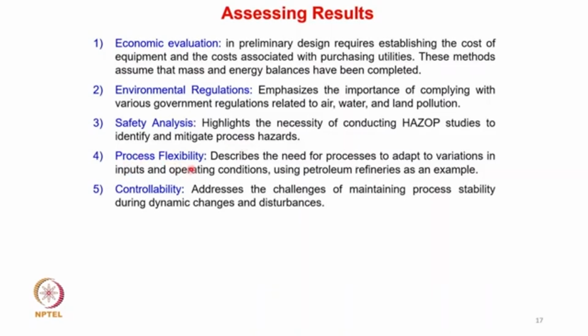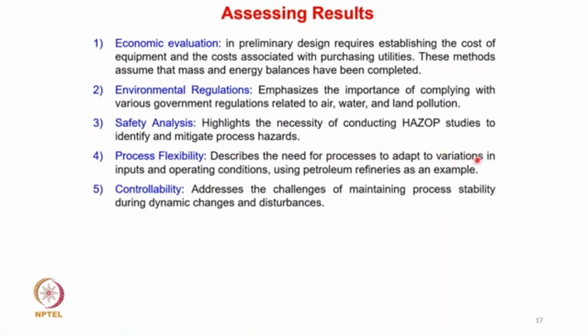Then process flexibility, this is a very important criteria, primarily because if you look at the chemical processes, they get modified over their lifetime. So depending on the dynamic conditions present outside, there is a need for processes to adapt to variations in input and operating conditions, and the classic example here is the petroleum refinery, where the feed from different locations can come in. Sometimes the prices or demand are varying significantly. In such a dynamic environment, whether the process will be able to adapt or not is an important factor.